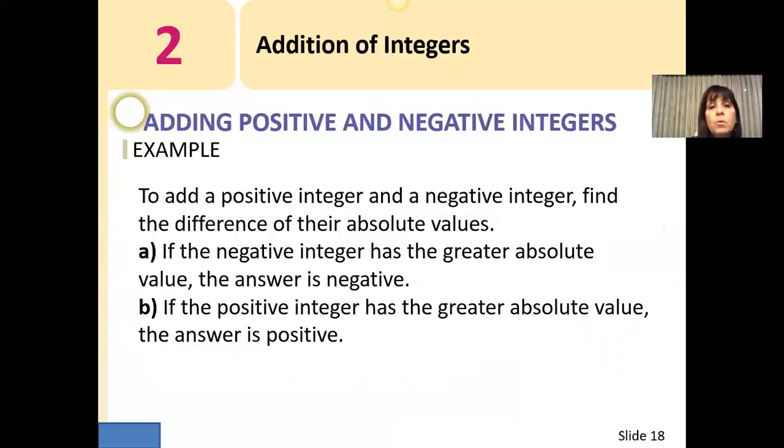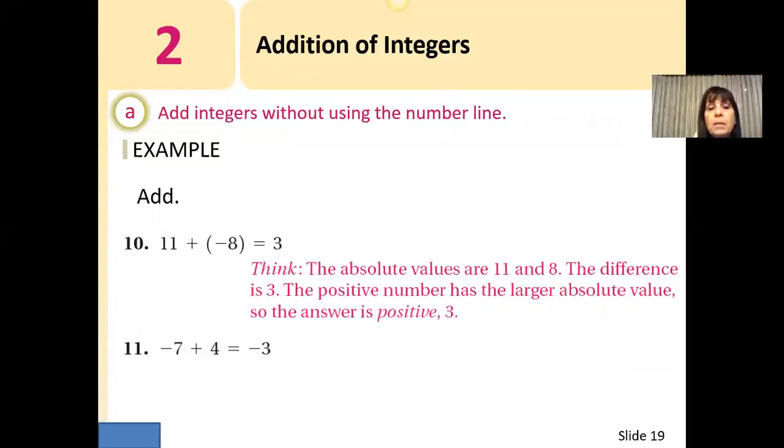So here are the rules for adding positives and negatives. If you have two numbers that are opposite in sign, you have to subtract the smaller from the larger and then take the sign of the larger. So if the negative one has the larger absolute value, you will have a negative answer. And if the positive one has a greater absolute value, you will have a positive answer.